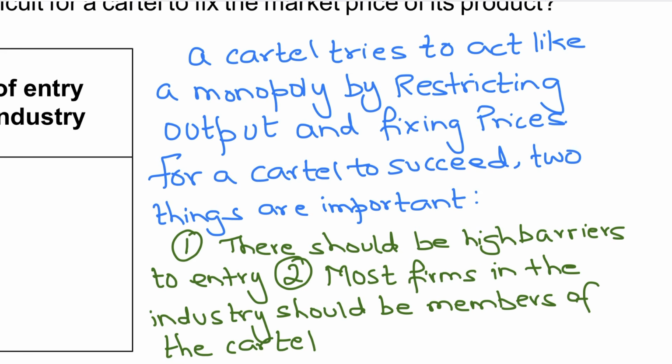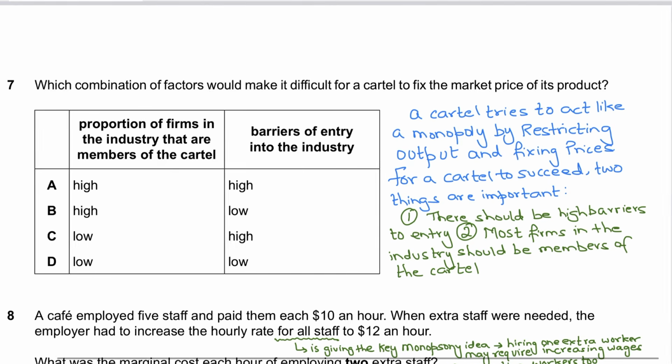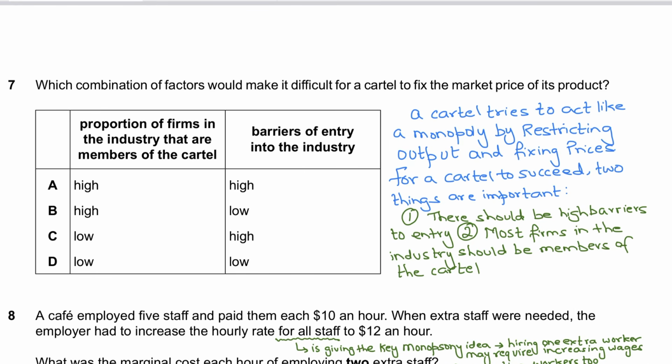So for a cartel to succeed, two things are very, very important. Number one, there should be very high barriers to entry, and number two, most of the firms in the industry should be members of the cartel. So if these 4 firms have formed a cartel, then for them to be successful, there should be very high barriers to entry, and most of the firms in the industry should be members of the cartel, which means that, let's say, if there are 7 firms, then 4 out of 7 firms, more than half of the firms, should be in the cartel. Now there's no exact number, more than half or less than half, but most of them.